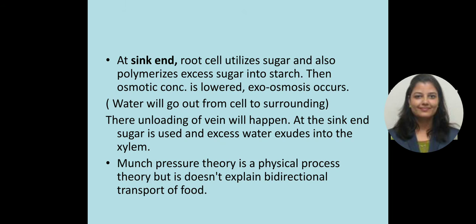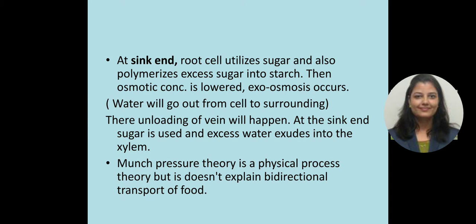So at the sink end, where food is utilized, root cells utilize sugar and also polymerize excess sugar into starch. Then osmotic concentration is lowered and the process of exosmosis will happen again. So water will go out from the cell to the surrounding and then unloading of veins will happen. So at the sink end, sugar is used and excess water exudes into the xylem.